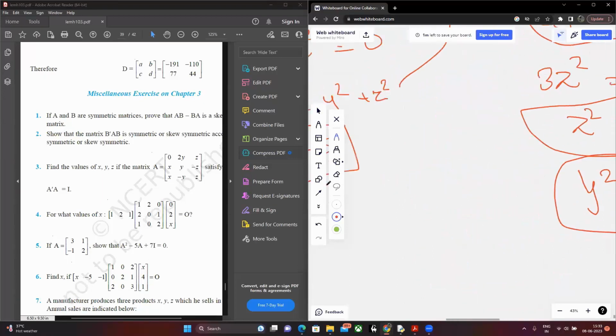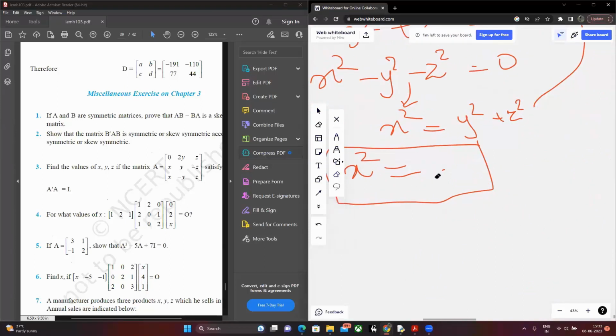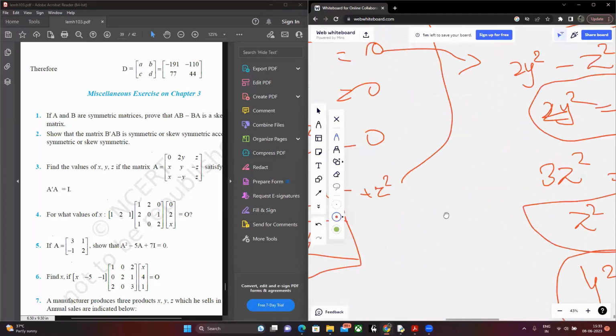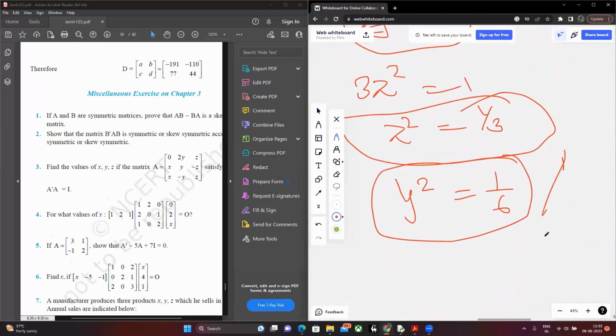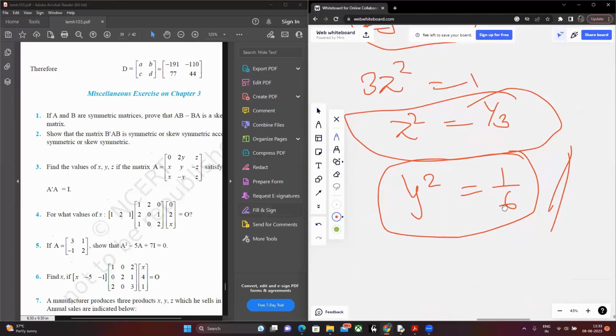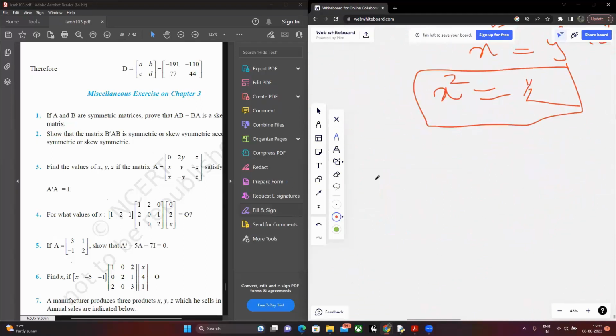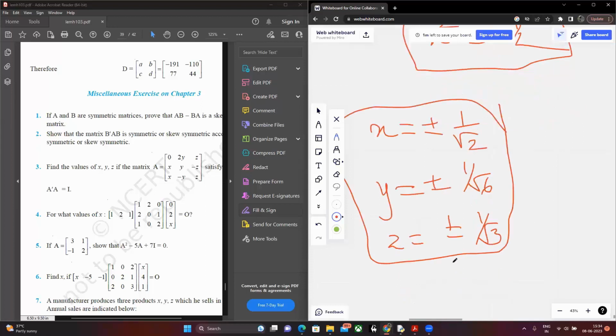Therefore, you have x squared is 1 by 2, and this is in fraction form. X squared is 1 by 2, y squared is 1 by 6, and z squared is 1 by 3. Right? Therefore, the values of x is plus or minus 1 by root 2. The values of y is plus or minus 1 by root 6. And the values of z are plus or minus 1 by root 3. This is the set of solutions for x, y, and z for question number 8.